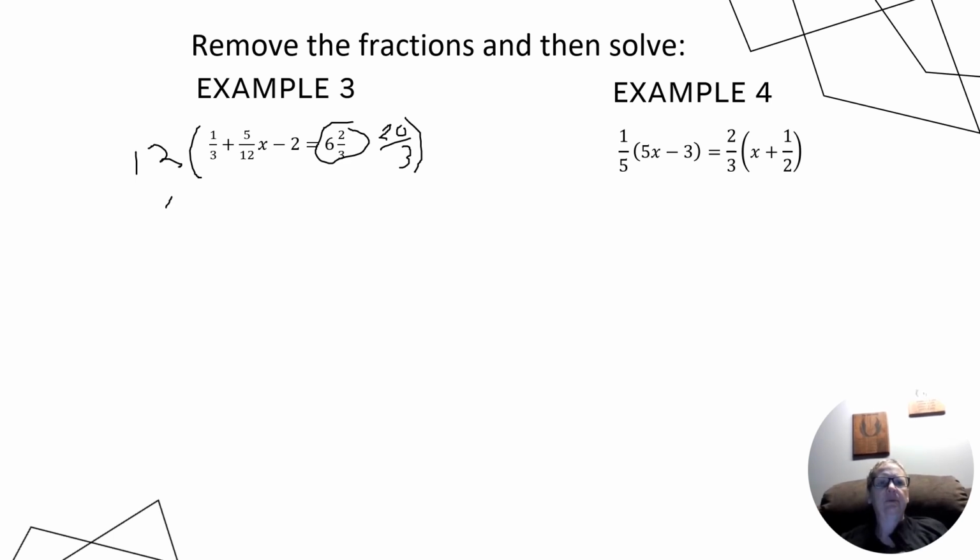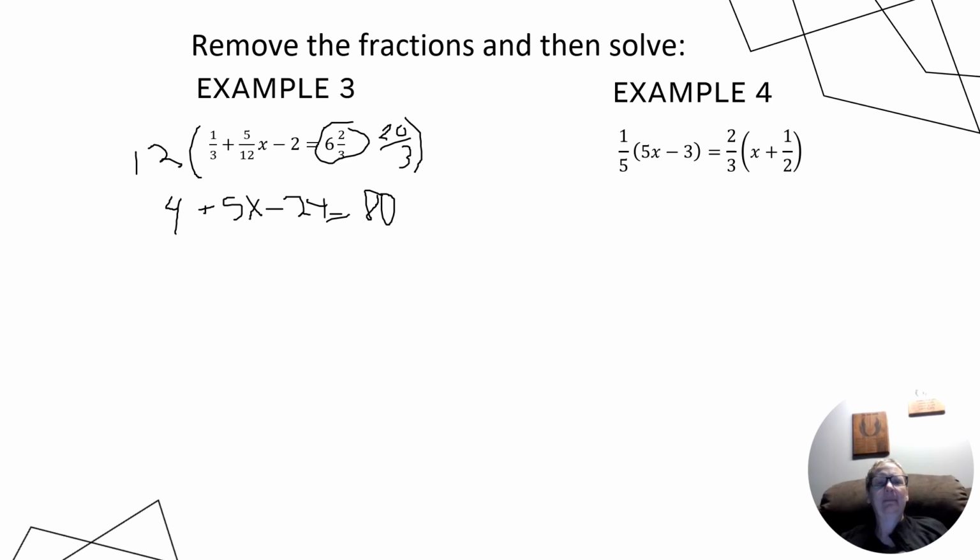So 1/3 times 12 is the same as 12 divided by 3, which is 4. 5 twelfths times 12, the 12s cancel, and I just end up with the 5x. 2 times 12 is 24. And then the other side, I have 20/3 times 12. So I can take the 12 divided by the 3 first, which is 4 times 20 is 80. So that's what 20/3 times 12 is.